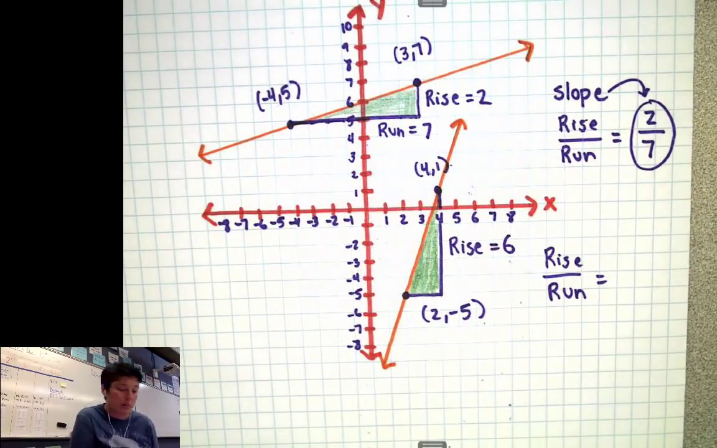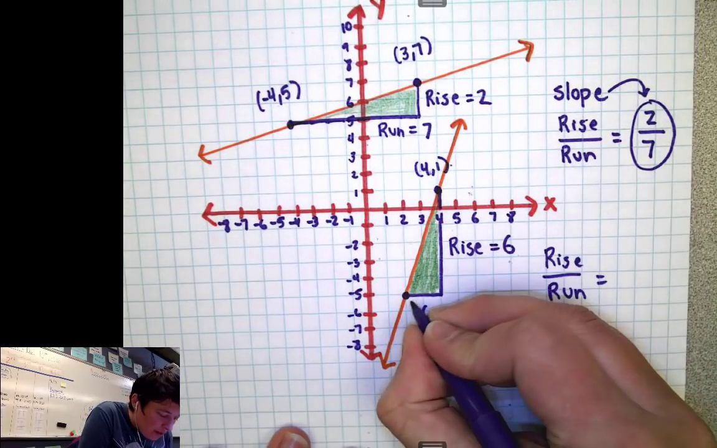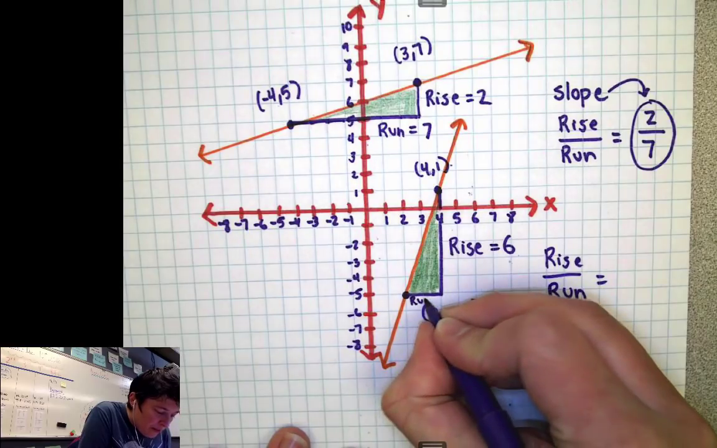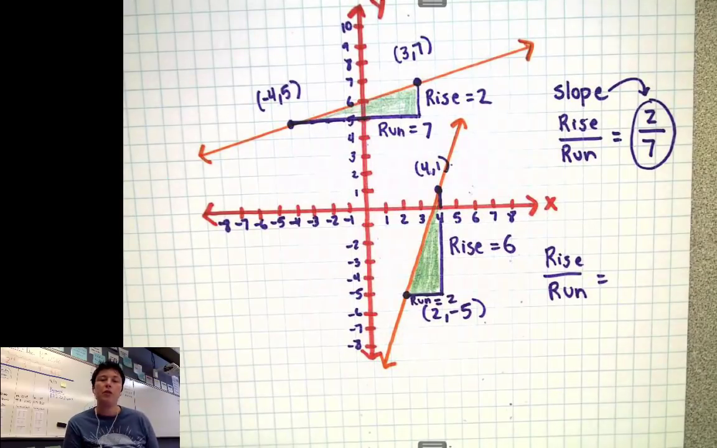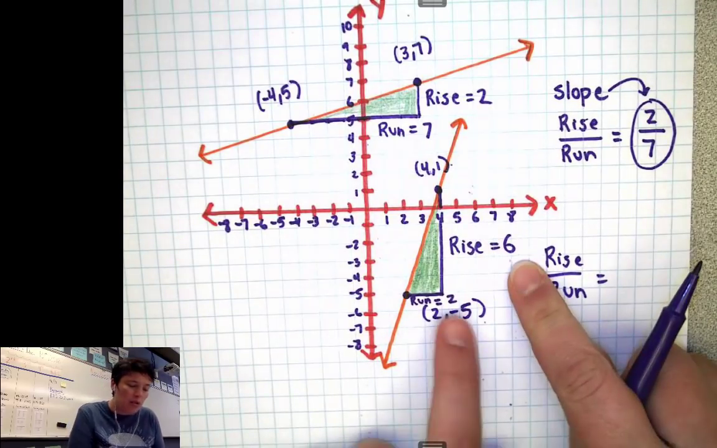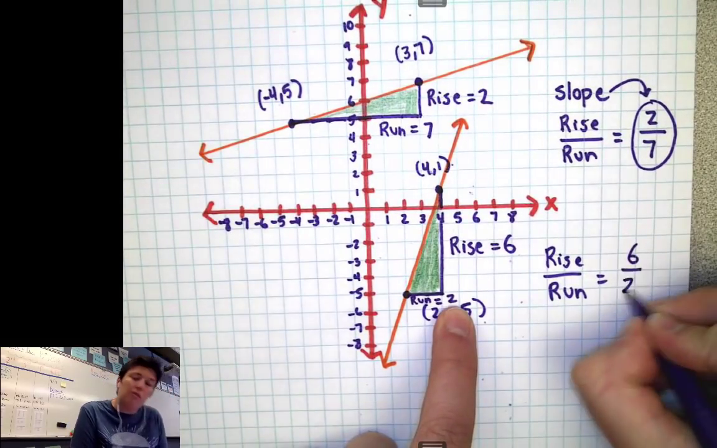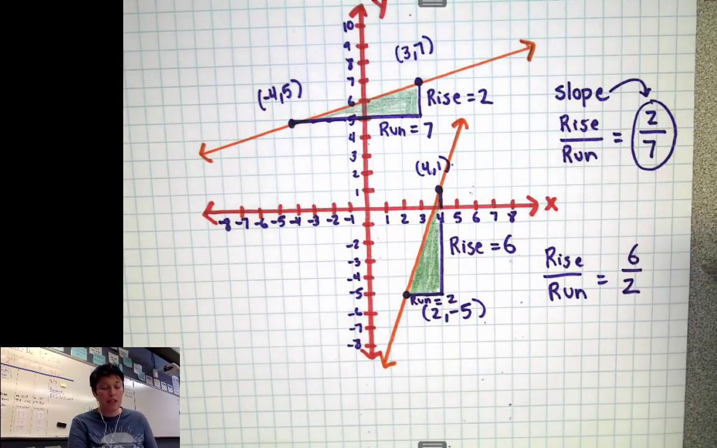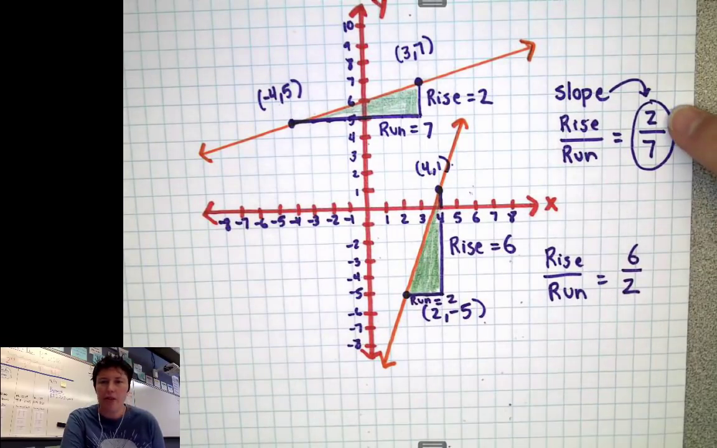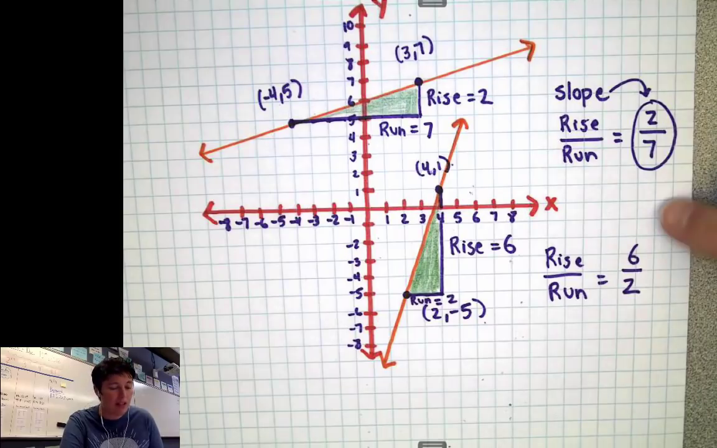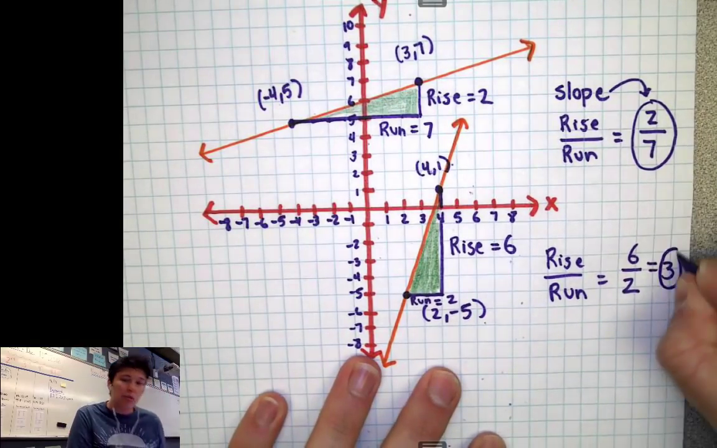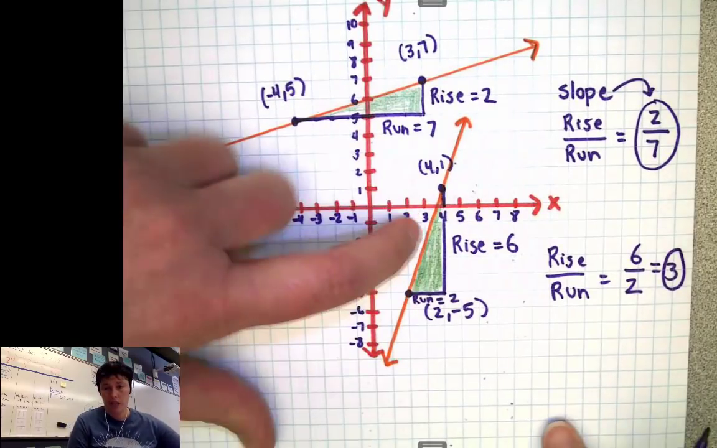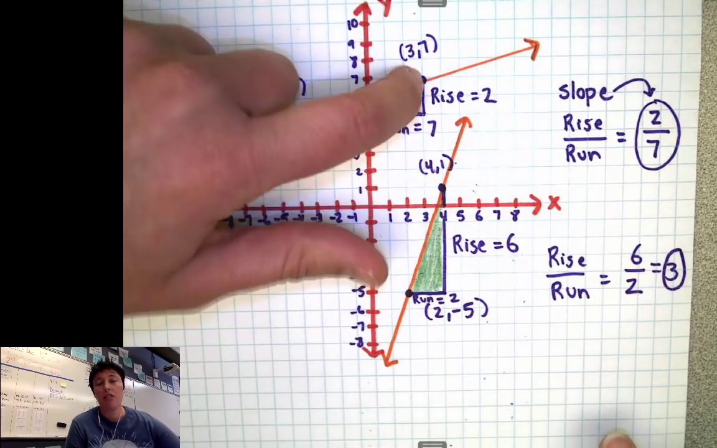Okay? And then my run, which I guess I'll have to write really small down here. Run looks like it's only 1, 2. Looks like 2 units. So we get a 6 and a 2. This is 6 over 2. And fractions mean to divide. I couldn't divide 2/7. I could, but it's a decimal. But 6 divided by 2, I can. It's 3. So the steepness of this line is 3. And the steepness of this line is 2/7.